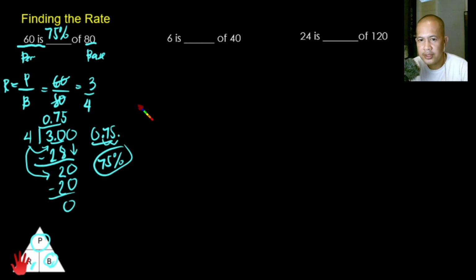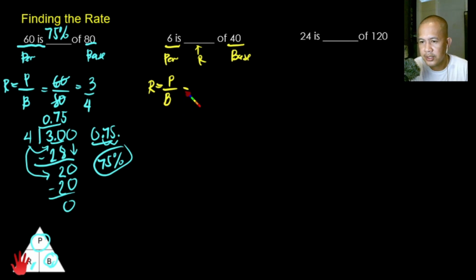So let's have the second example here. 6 is blank percent of 40. So 6 here is your percentage and 40 here is your base. So the missing one is the rate. The same formula, we're going to use: rate is equal to percentage divided by the base. So our percentage here is 6 divided by 40.